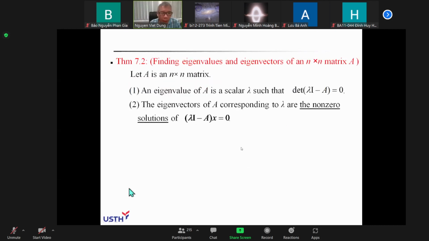And finally, I repeat for you how we can find the eigenvalues and eigenvectors of any square matrix of order n. Suppose that A is that, then an eigenvalue of A will be a number lambda.